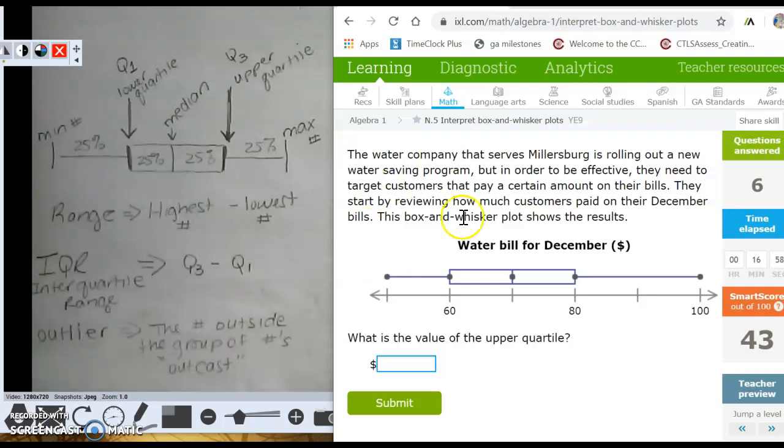So the upper quartile is, again, cheat sheet. Here's our upper quartile. So this line on the right-hand side of the box portion is what represents our upper quartile. So in this case, the line that represents the upper quartile is actually 80.